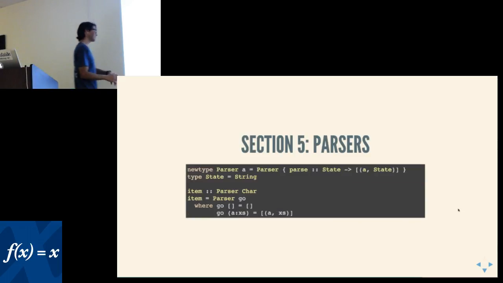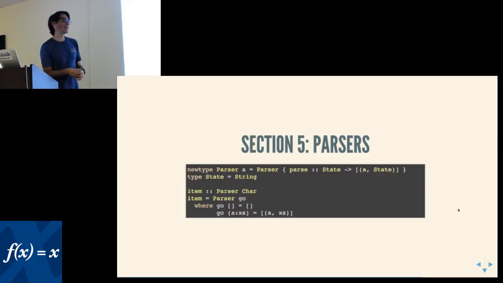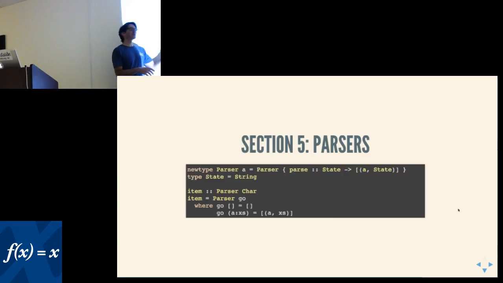So the last section's parsers. I didn't want to go too deeply into parsers. A lot of that stuff is pretty interesting. First thing is, I use a newtype. A newtype is sort of like a type alias. The reason I did that is that making monads out of pure type aliases in Haskell is a little, well, anyway. You can kind of ignore this stuff.